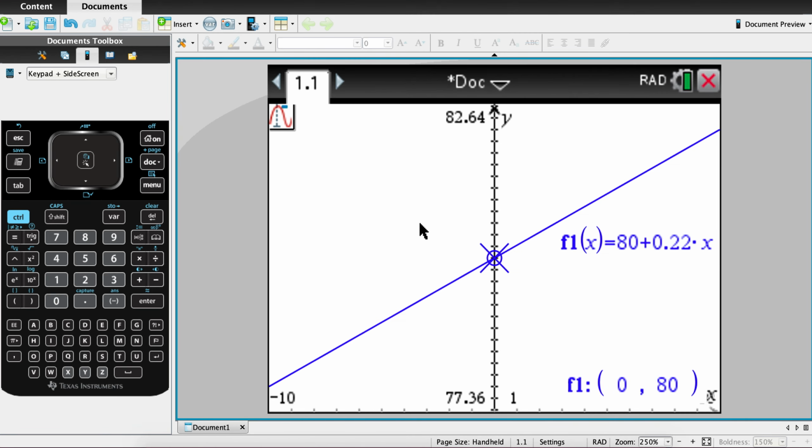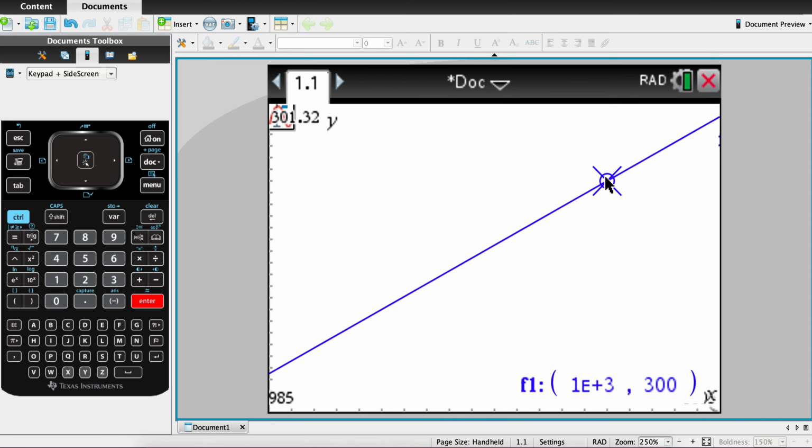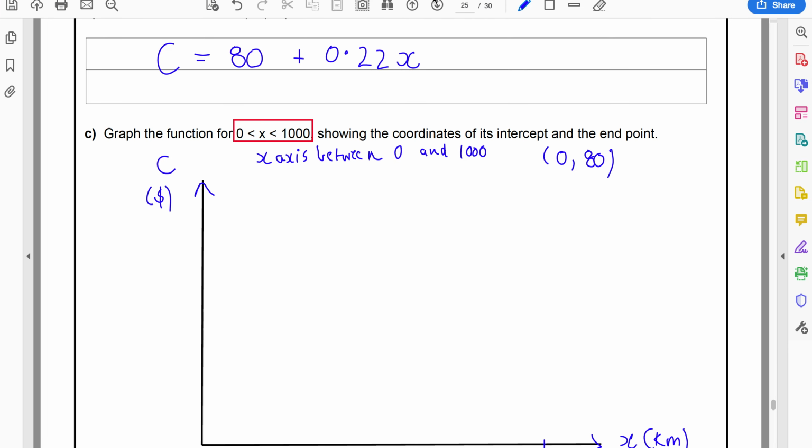Now I want to know what the cost is when the x value is 1,000. So all you have to do now is actually type in 1,000. You'll see it comes up with x equals 1,000. Press enter and it will take you to that coordinate. Now don't be afraid of that. It's converted 1,000 into scientific notation. It'll do that sometimes just because the calculator will only show you a certain number of digits. So that is 1,000 just there. And if you move back and forth, you see that it changes it back anyway. And then 300 is the cost at that point.